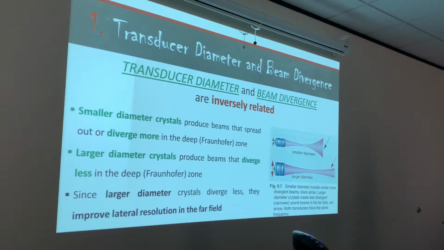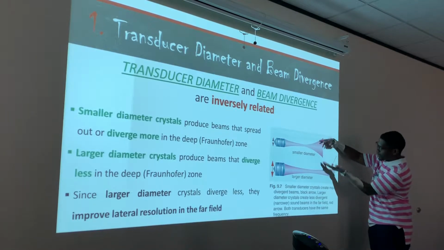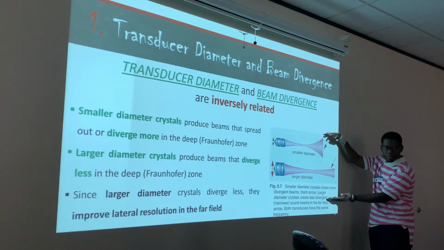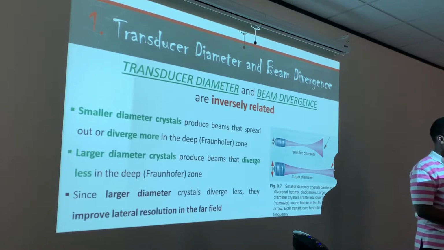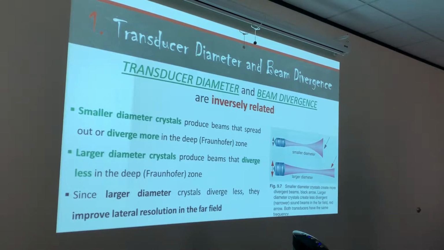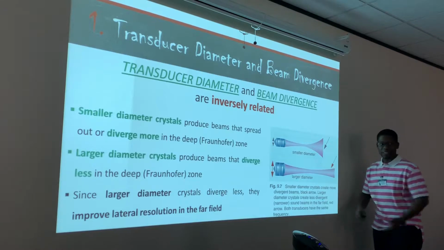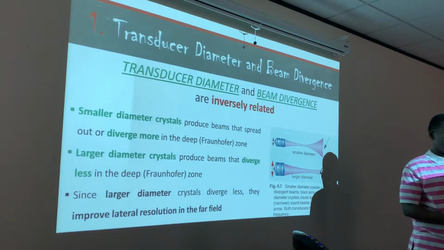Since larger diameter crystals diverge less, they improve lateral resolution in the far field. Of course, because lateral resolution is determined by the width of the beam. Lauren, what determines axial resolution? Spatial pulse length. Yes, spatial pulse length determines axial resolution. The width of the beam determines lateral resolution.